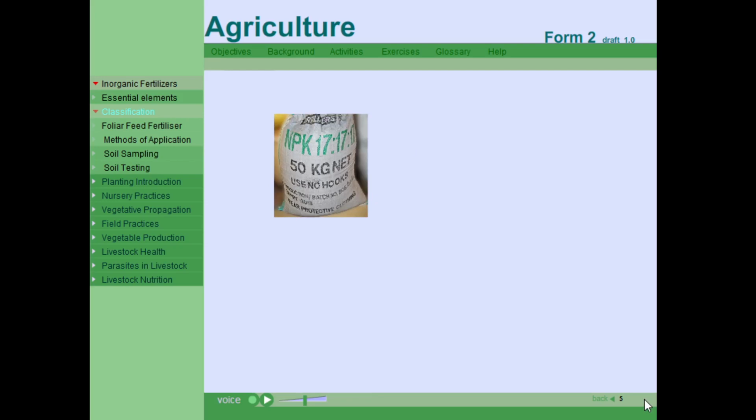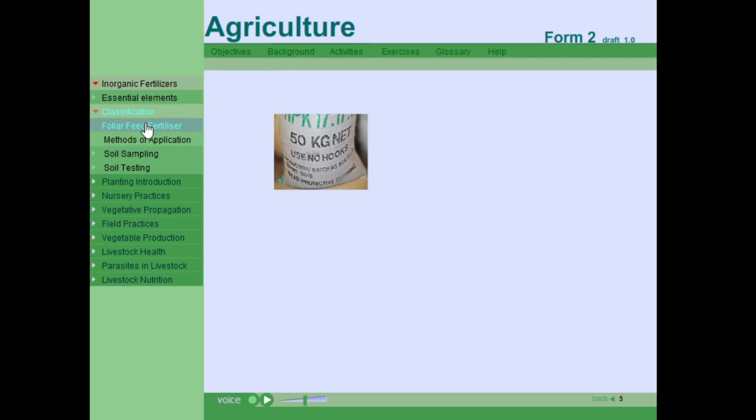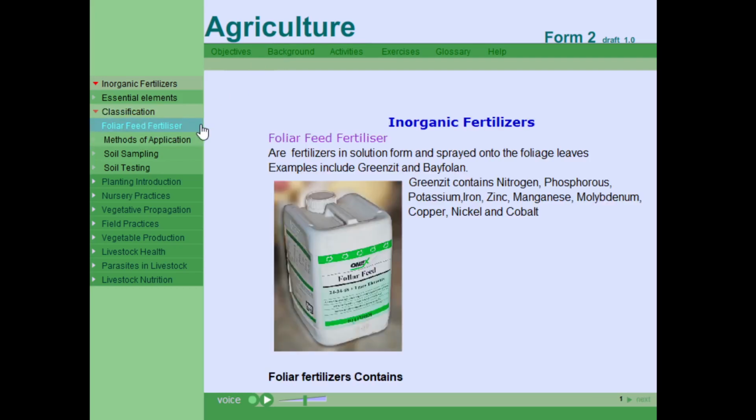Compound fertilizers contain two or more primary macronutrients. Examples include diammonium phosphate, monoammonium phosphate, nitrophos, and NPK. Farmers have a variety of compound fertilizers available for crop production. Foliar feed fertilizers are fertilizers in solution form and sprayed onto the foliage leaves. Examples include Greenzeet and Bayfolan.